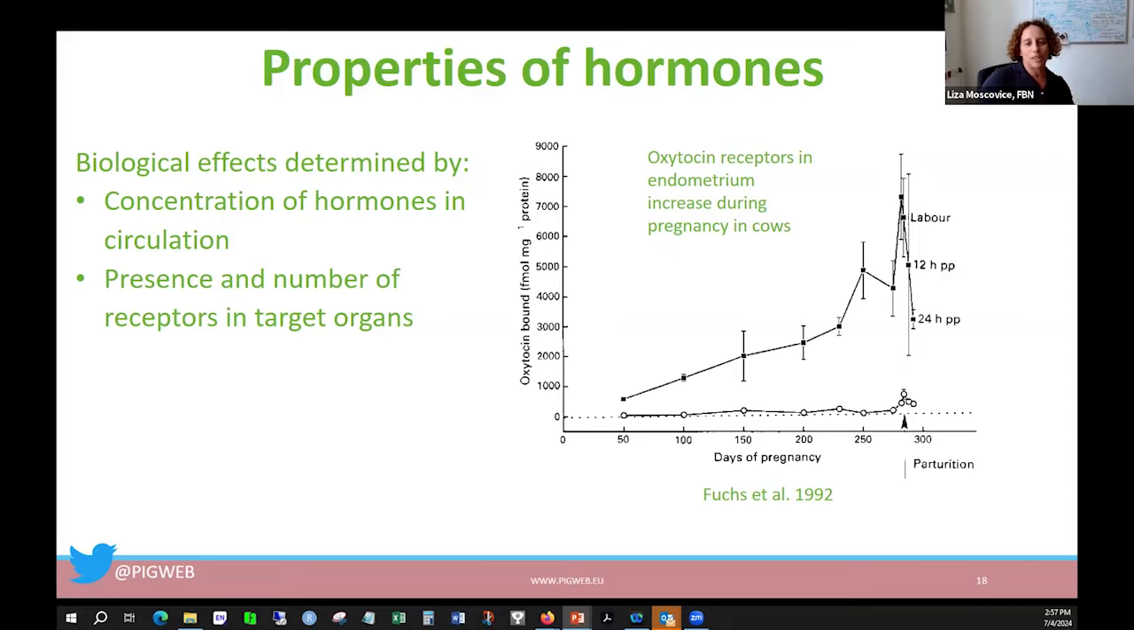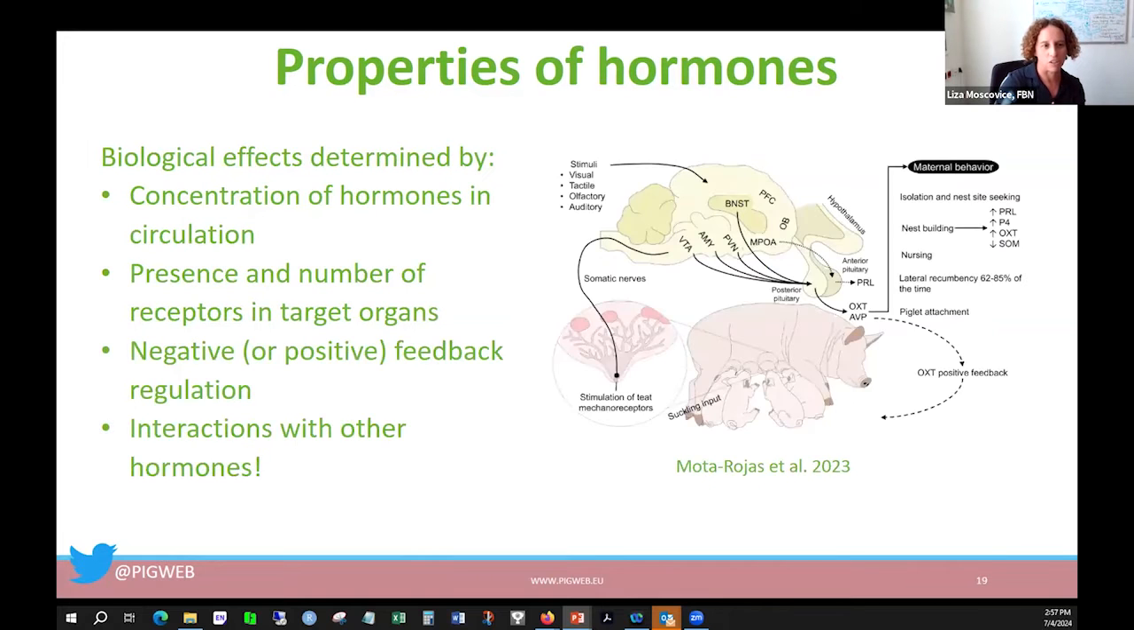And this is showing you that for a really important process like the birth process and a successful birth, it's not just increasing concentrations of hormones, but it's actually changes in the number and the distribution of the receptors for those hormones in target organs that are important. And then hormone effects are also mediated by negative or sometimes positive feedback loops.